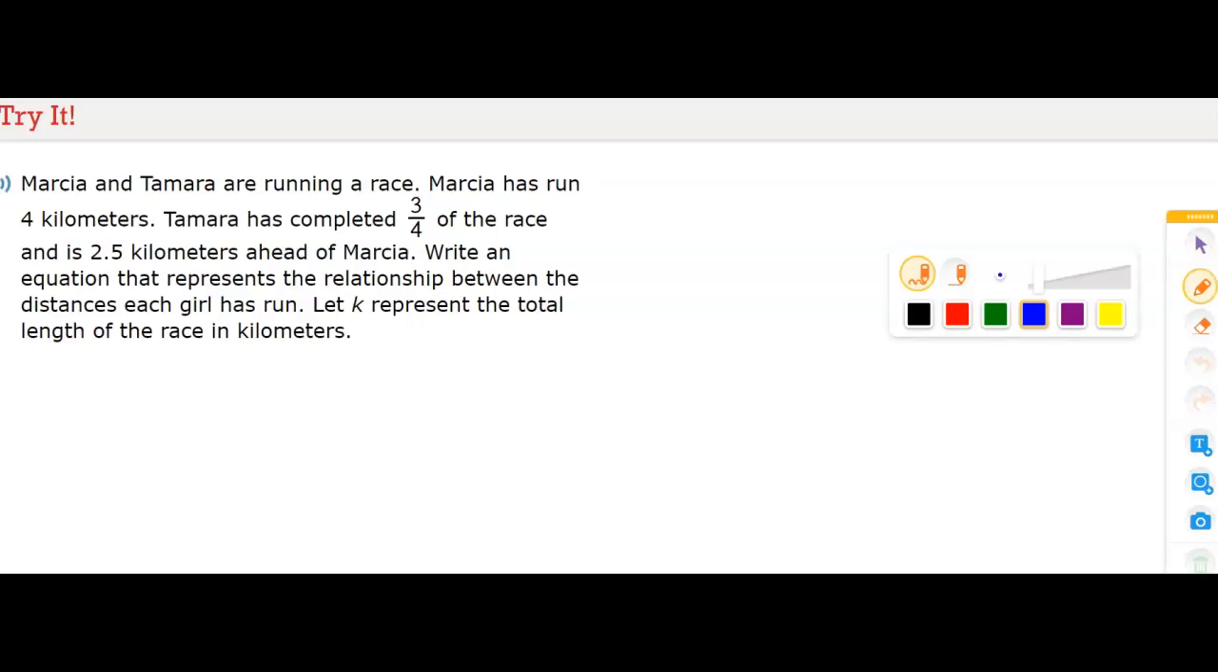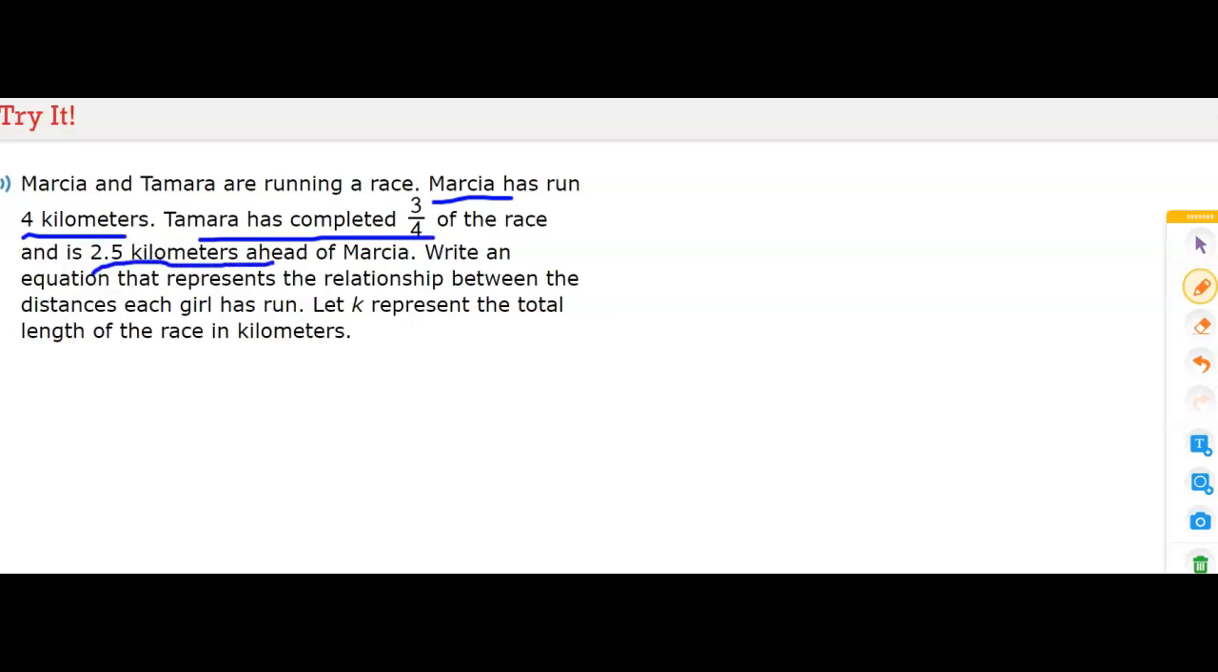All right, let's look at the information that we are provided. It says Marcia has run 4 kilometers. Tamara has completed 3/4 of the race and is 2 5/10 kilometers ahead of Marcia. We have to write an equation that represents the relationship between the two girls' distances. And it says K will represent the total length of the race in kilometers.